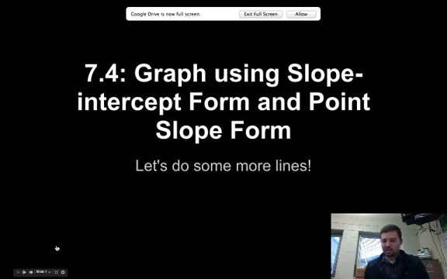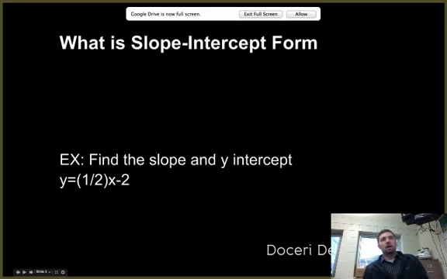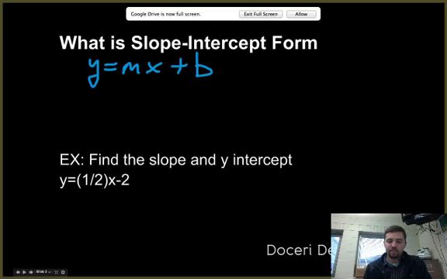Let's do some more lines. What is slope-intercept form? When we talk about slope-intercept form, we're talking about equations of lines, and an equation of a line relates two variables x and y, and we can visualize that with a graph. Slope-intercept form is one form of writing an equation of a line. It is y equals mx plus b, where m represents the slope of the line, the steepness of the line.